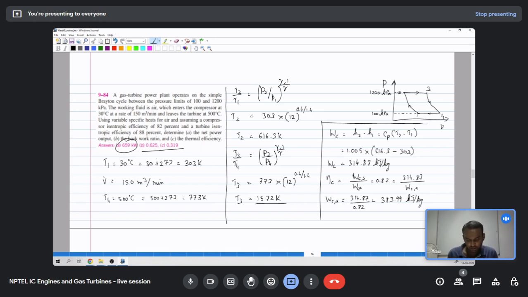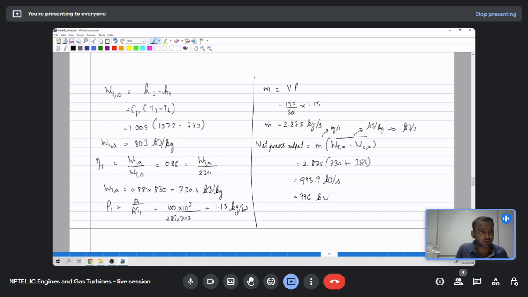But I think we haven't matched the values given in the book. Did someone find where I went wrong?